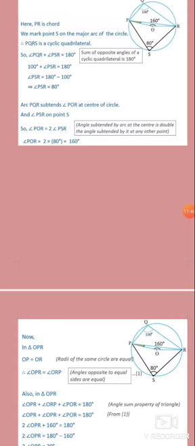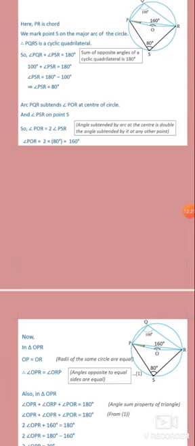Now in triangle OPR, that small triangle, OP and OR are equal radii. Now angle OPR is equal to angle ORP. So two sides are equal, their opposite angles are also equal. Also in triangle OPR, angle OPR plus angle ORP plus angle POR is equal to 180 degrees. Now OPR and ORP are equal, so that is twice OPR.